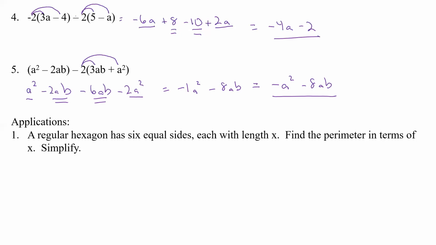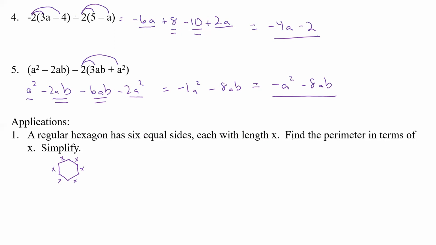All right, so now we're on to applications, everybody's favorite. All right, so a regular hexagon has 6 equal sides. So let's draw a picture as we draw this. 1, 2, 3, 4, 5, 6. Okay, 1, 2, 3, 4, 5, 6. It's equal sides, so assume that those are all the same. And it says the length is x. So that's x, that's x, that's x, that's x, that's x, that's x.